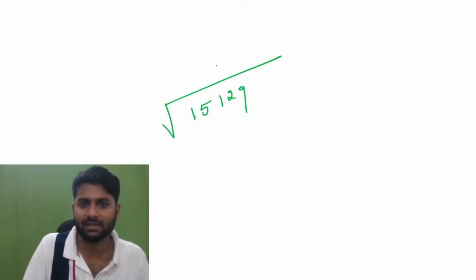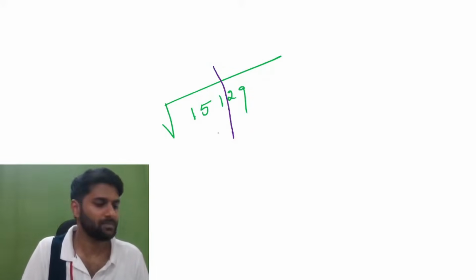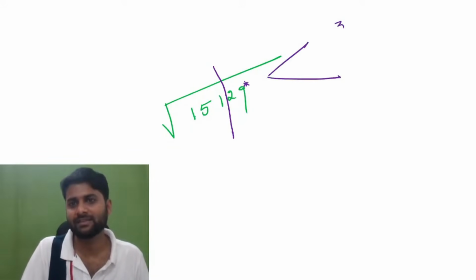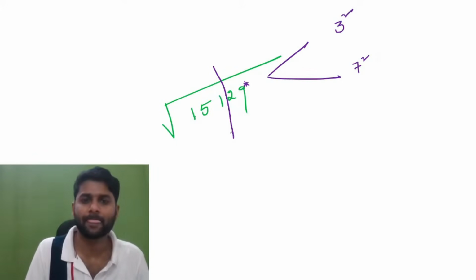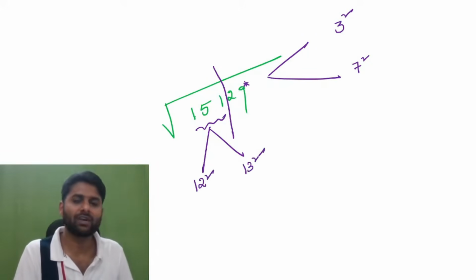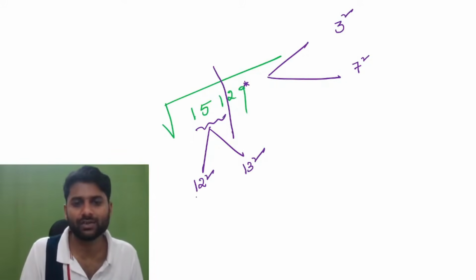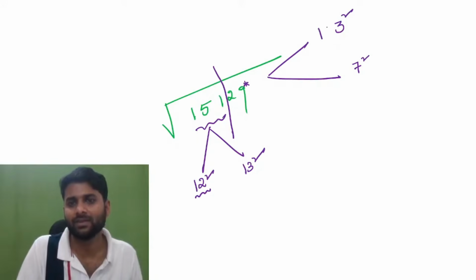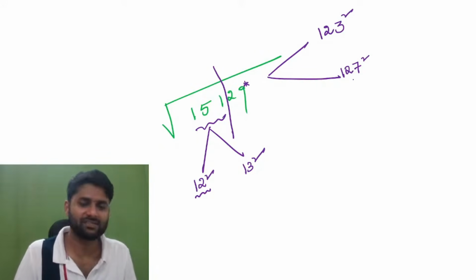So step number 1, just separate the last two digits. Identify the units place. 9 as units place is in 3 square and 7 square. Now 151 lies between 12 square and 13 square. 12 square is 144. 13 square is 169. Out of these two numbers, the minimum is 12. So here the answer is either 123 square or 127 square.